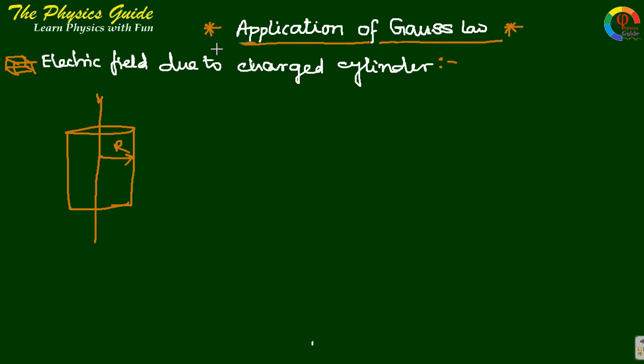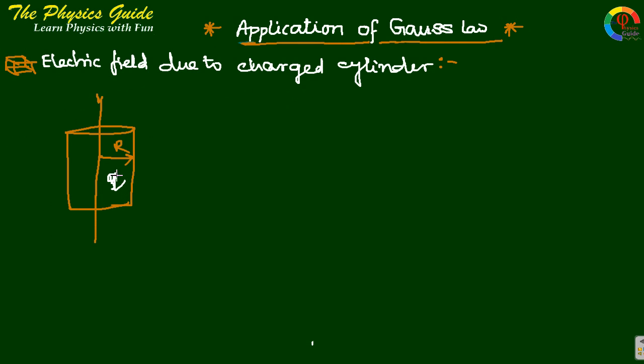We know that Gauss's law is the easiest way to find electric field. So this is the problem of the electric field due to a charged cylinder. There may be three cases: one is if we want to measure the electric field outside the cylinder, inside the cylinder, and on the surface of the cylinder.